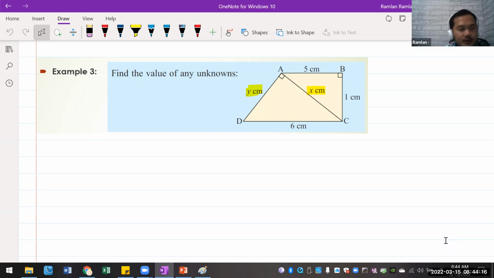Lukman, what do you think? What is the right angle triangle in here?